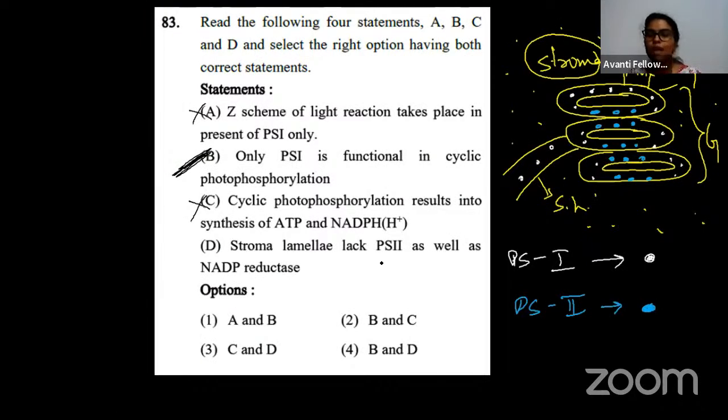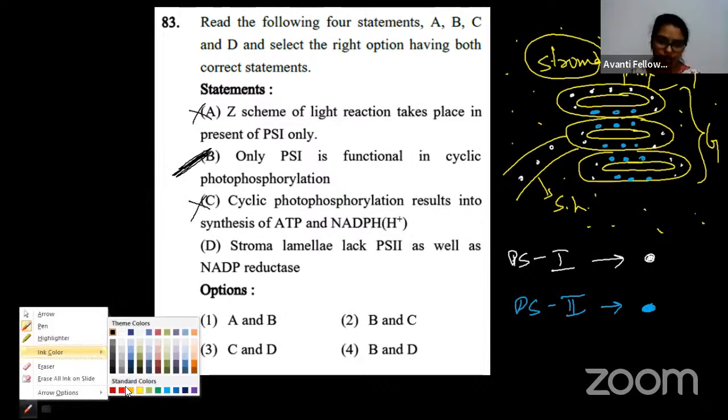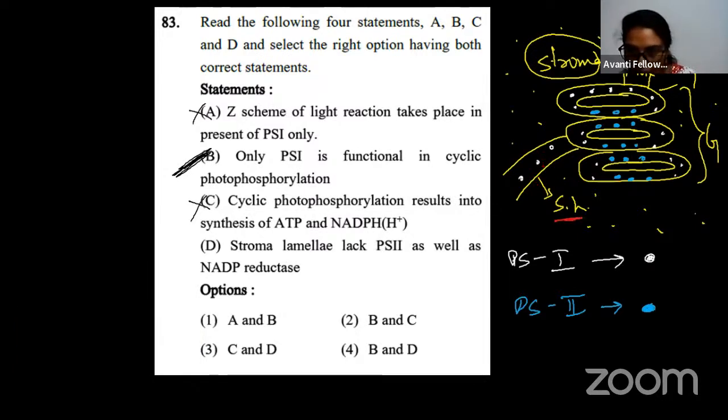D. Stromal lamellae lack PS2 as well as NADP reductase. That is definitely correct. Why? Because you can see here, this is stromal lamellae, right? Here PS1 is there, not PS2. Whereas FNR is also mounted. FNR is NADP reductase, ferredoxin NADP reductase. So D is the correct statement. Okay. So B and D are correct. Hence the answer for this question is 4.